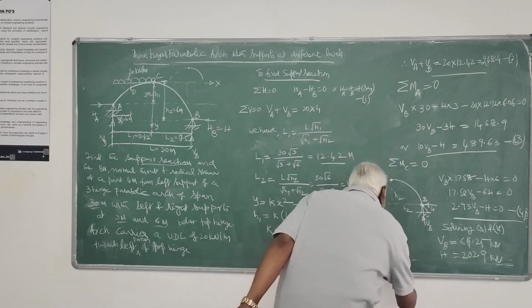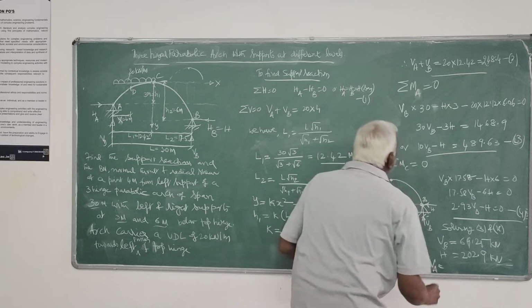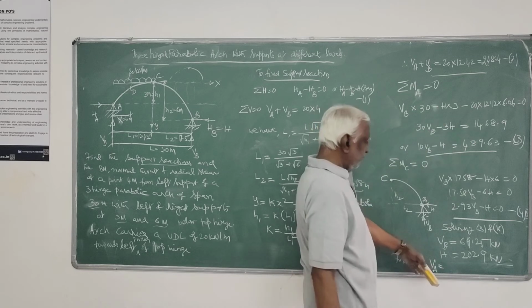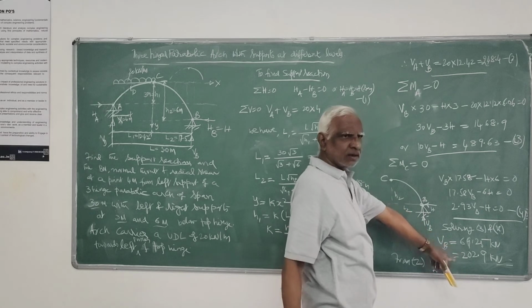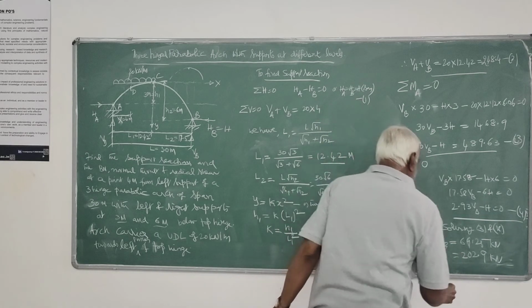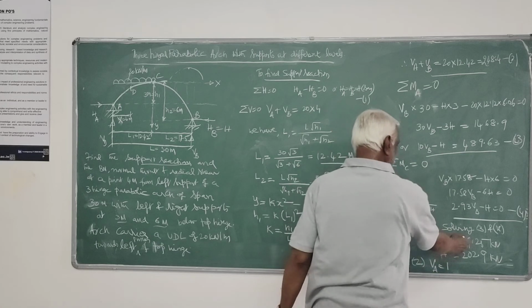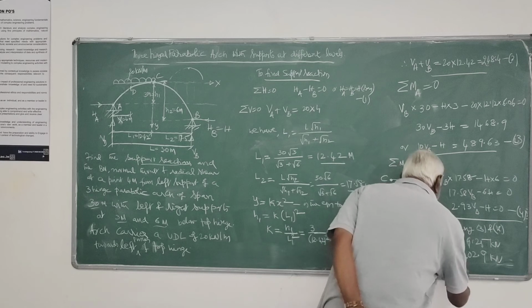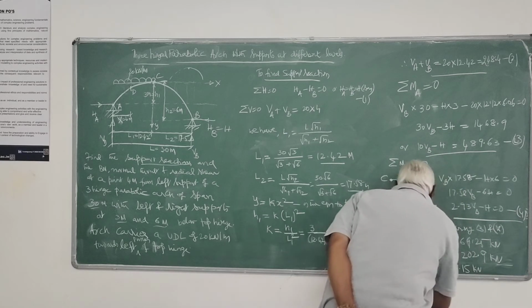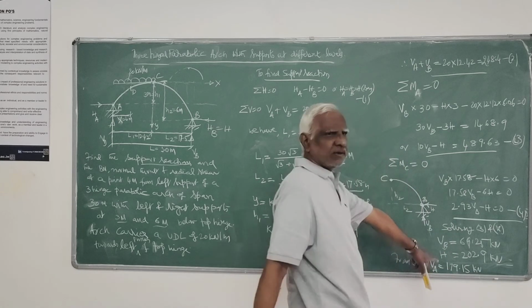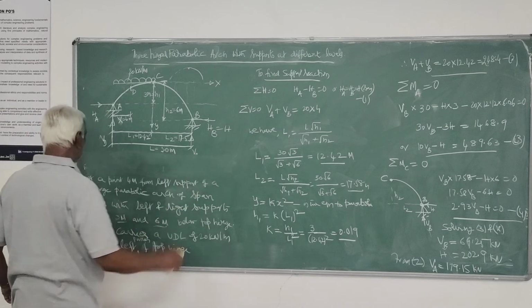Then from 2, you will get VA. Because VA plus VB is 248.4, VA equals 248.4 minus 69.25, which is 179.15. So you got all the reactions, VA, VB, H. That's all, you have answered the first portion, the support reactions.